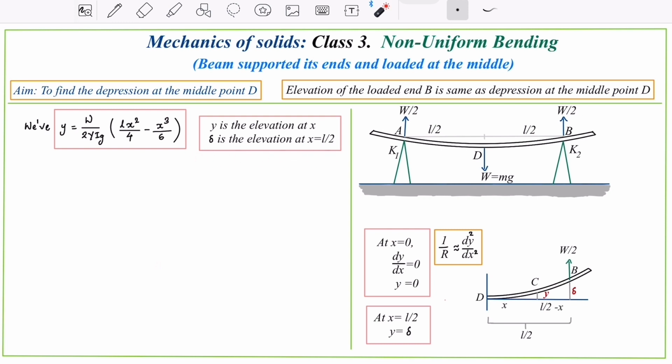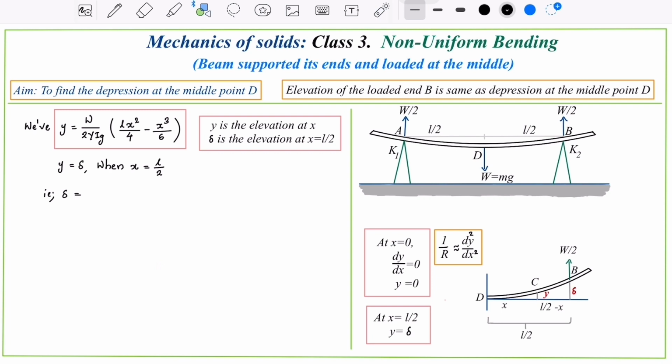Now what is y? Y is the elevation at x. We have to find out the elevation at the loaded end of the inverted cantilever. Loaded end means the point where the reaction W by 2 is acting. At the loaded end of the cantilever, x is equal to L by 2 because the length of the cantilever is L by 2. At that end, the elevation is delta. That is, y is equal to delta.